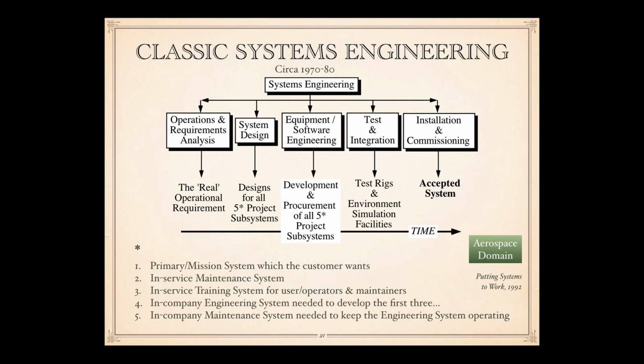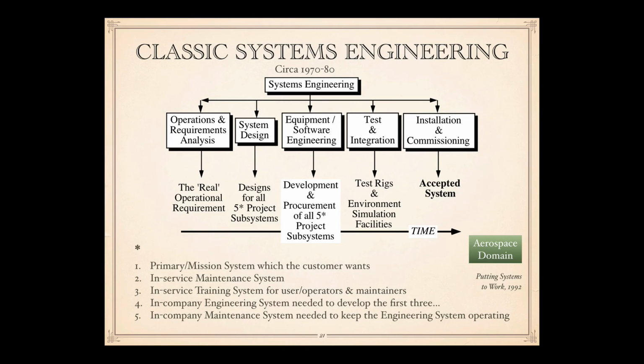Continuing that a bit further, systems engineering then came under these phases: operations and requirements analysis, system design, and then equipment and software engineering, which we've discussed could either be part of systems engineering or not. We've shown it here as part of it. Test and integration, and installation and commissioning. Equipment and software engineering developed 5 project subsystems, and you can see them listed below. There was the primary mission system, which the customer wants. There's an in-service maintenance system to support that for the customer. There's an in-service training system for users and operators and maintainers of the mission system.